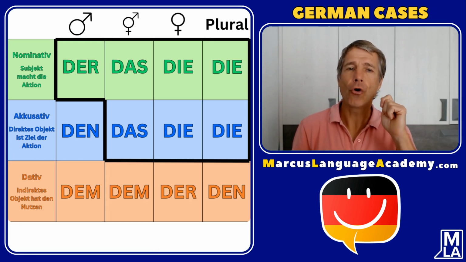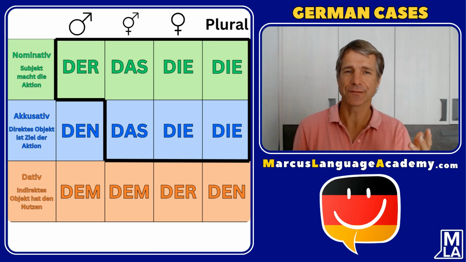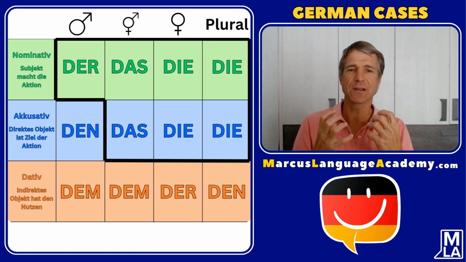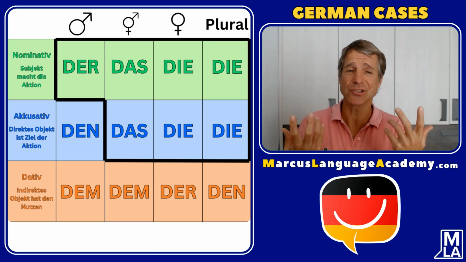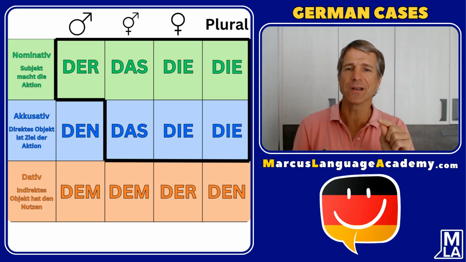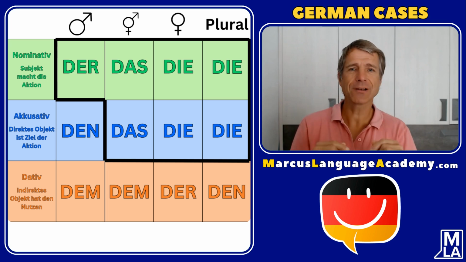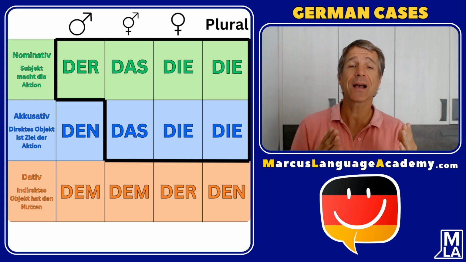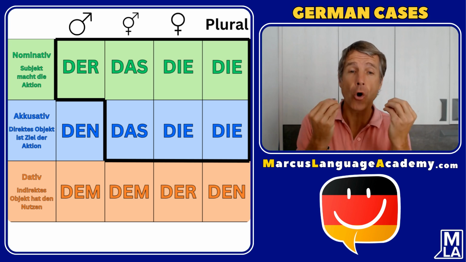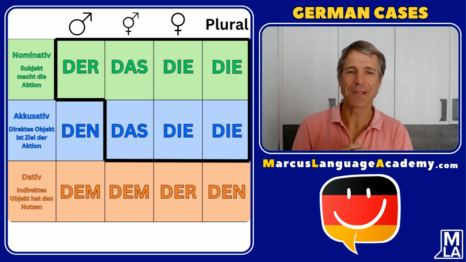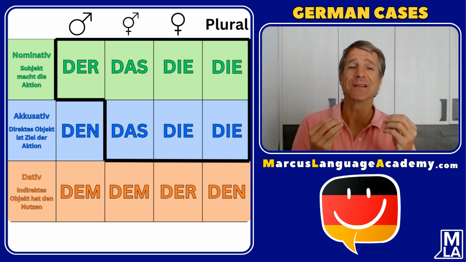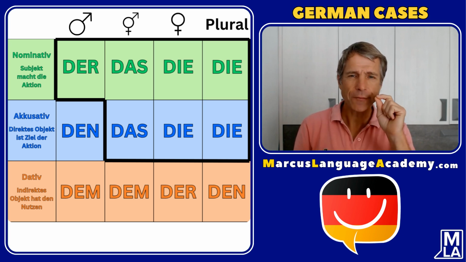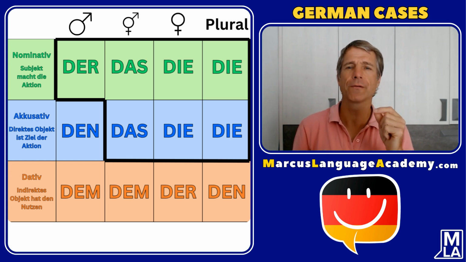Now we enter the orange zone, the dative. This case is used for the receiver, the person receiving a gift, a letter or an explanation. In this zone, everyone changes their clothes. Masculine der becomes dem. Neuter das also becomes dem. Feminine becomes der. This is often the most confusing part for students.